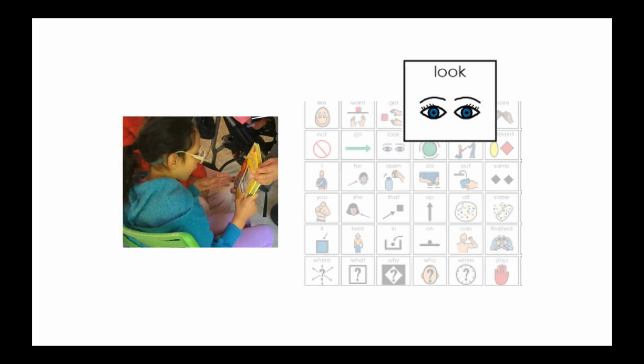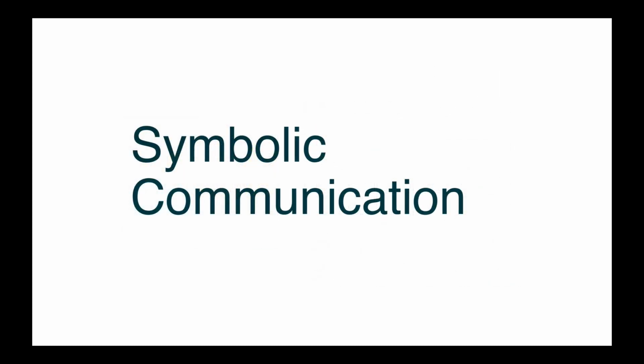And here, when a student picked up a book and pulled it close, her teacher said, "You are looking at that book. You can look," while she pointed to the symbol for look. Intentional communication is easier to understand and makes it easier to show students how they can use symbols to communicate with others.